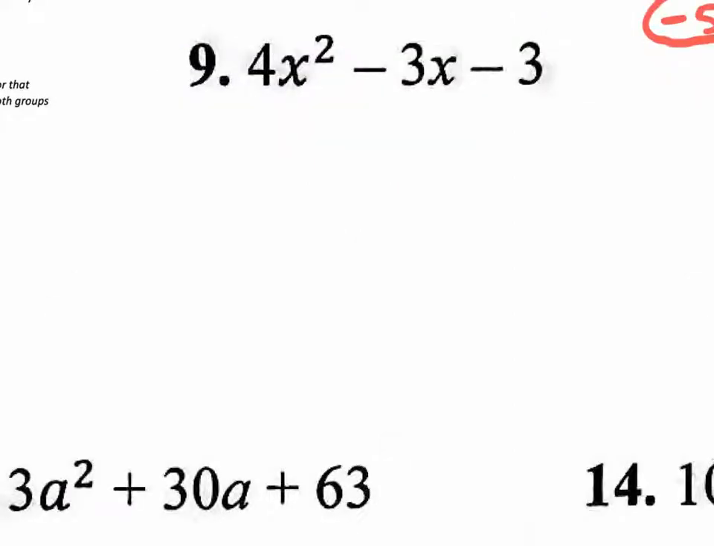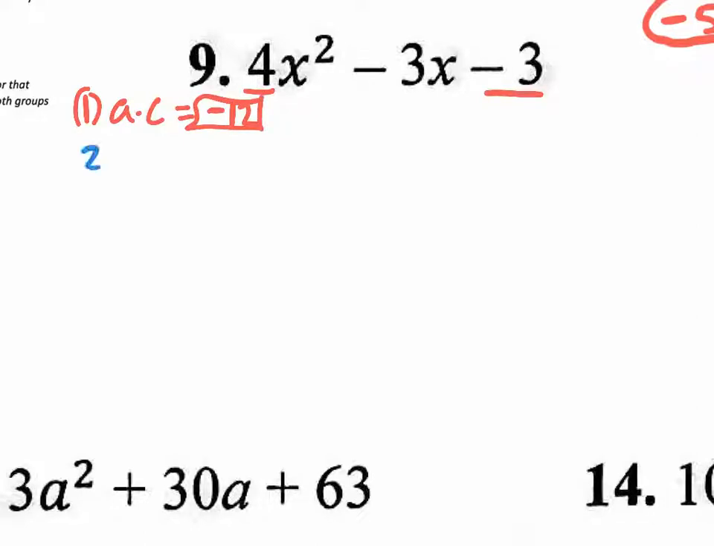Number 9, step 1, a times c. What is a times c? Negative 12. Just remember the 4 times negative 3, the a value times the c value. That's negative 12. That's your answer for step 1, negative 12.